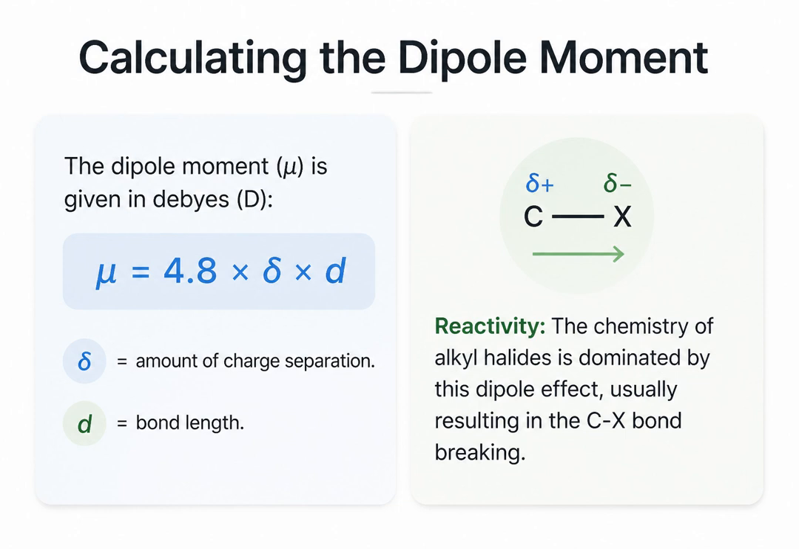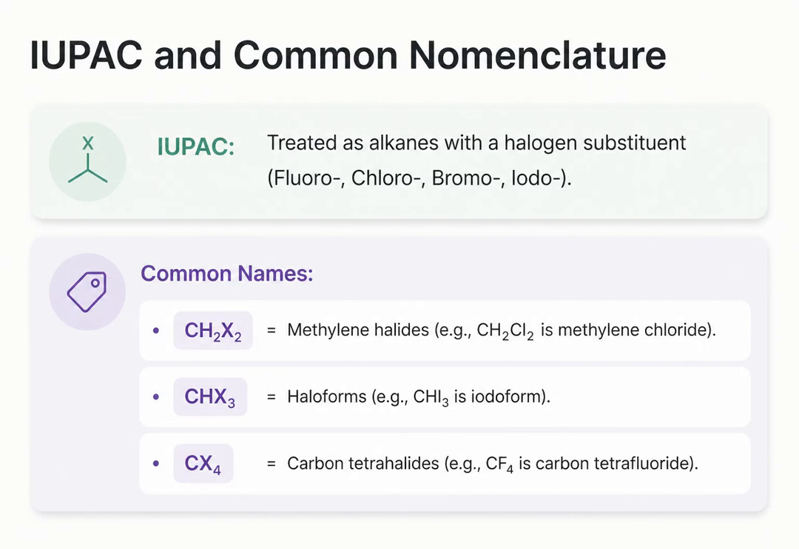This inherent polarity is exactly what makes alkyl halides such incredibly useful chemical reagents. The reactivity is dominated by this dipole, which typically leads to the carbon-halogen bond being broken during a reaction. When naming these molecules, IUPAC rules treat them simply as alkanes with a halogen substituent, using prefixes like fluoro, chloro, bromo, or iodo. However, you will frequently encounter common names for specific structural patterns. For example, molecules with one carbon and two halogens are called methylene halides, those with three halogens are haloforms, and those with four are carbon tetrahalides.